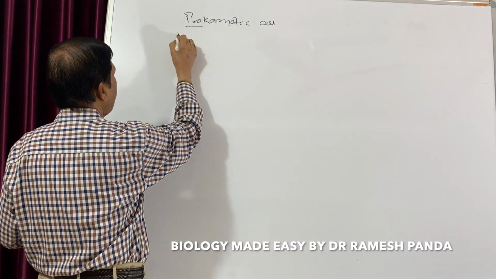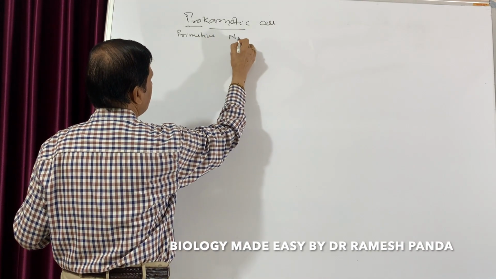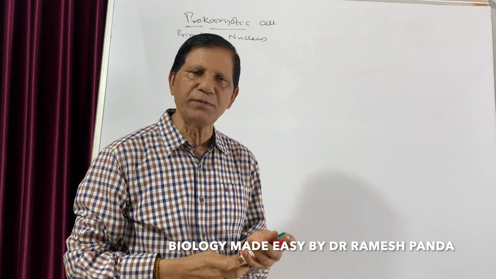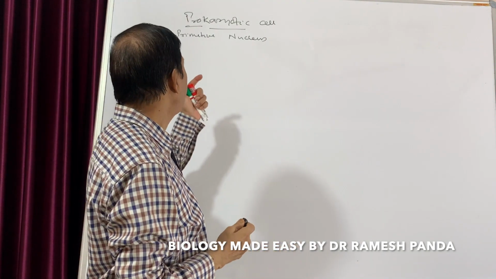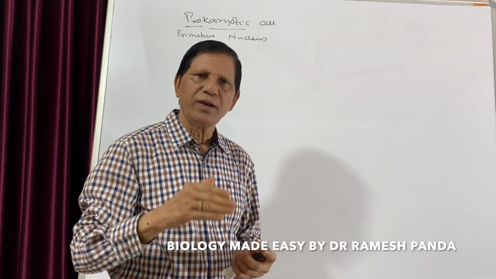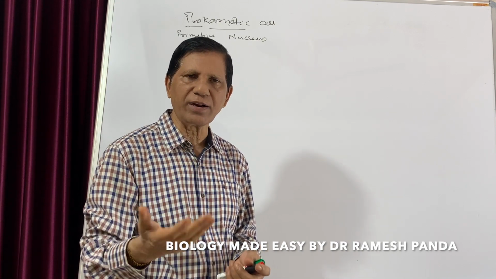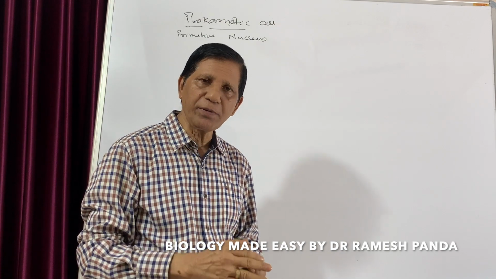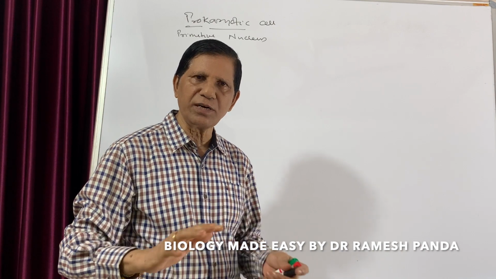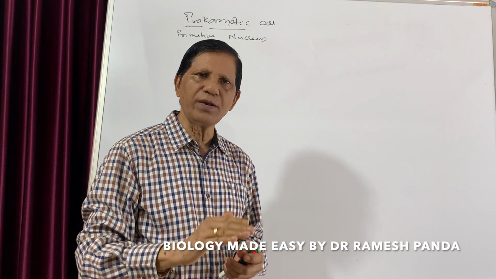Now pro means primitive and karyon means nucleus. That means the cell in which the nucleus is primitive is known as a prokaryotic cell. So what is the meaning of this primitive nucleus? Usually the nucleus is surrounded by a nuclear membrane in case of higher organisms. But in case of primitive organisms, the nucleus is not surrounded by a nuclear membrane. They are not associated with histone proteins. They are circular.